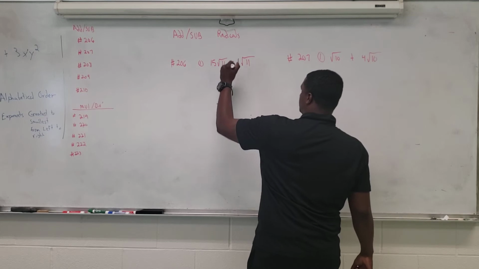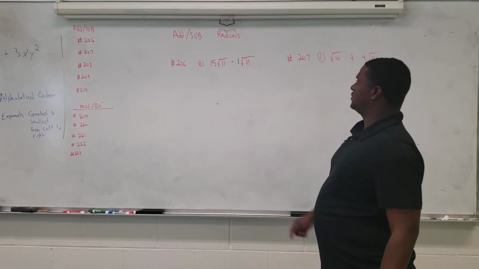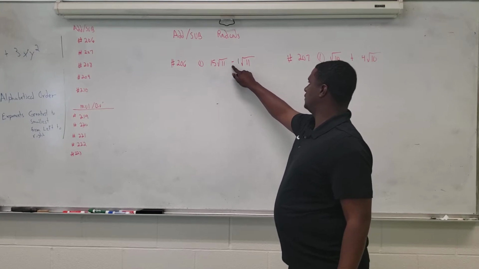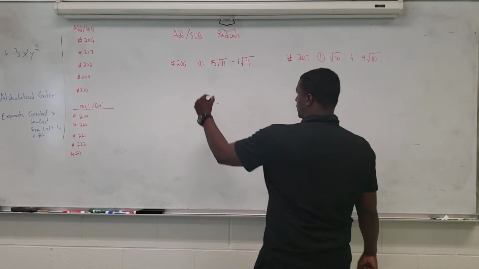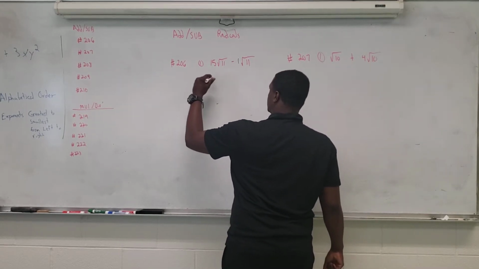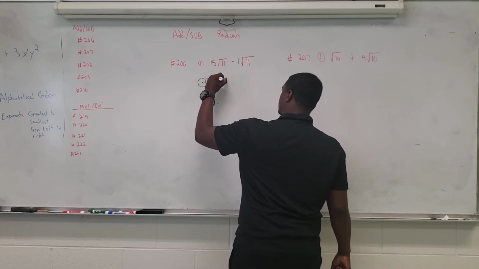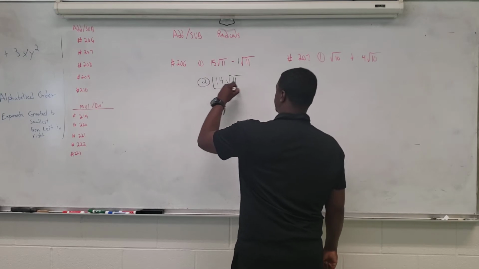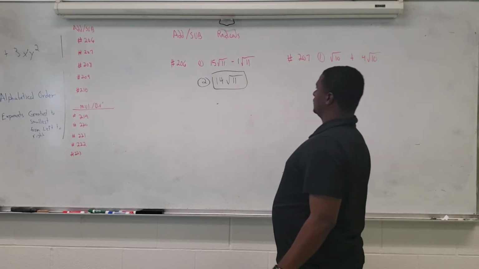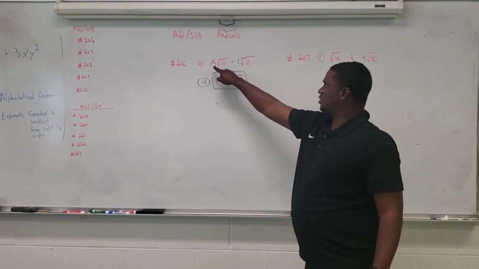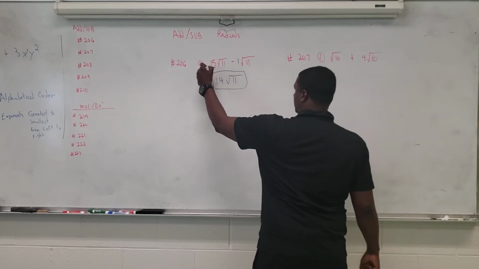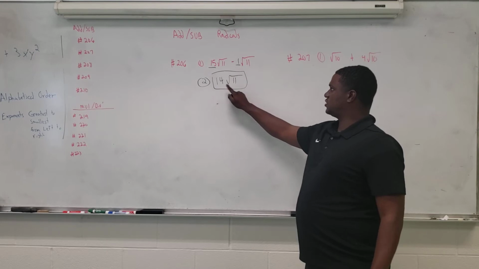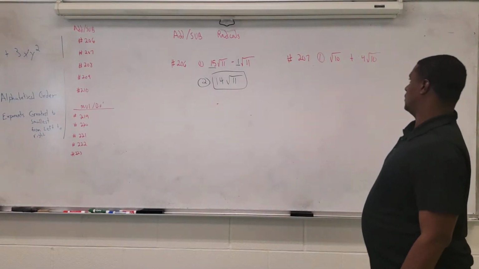If you don't see a number, you can add a 1. This is 15 square root of 11 minus 1 square root of 11. So what's left over is 14 square root of 11, right? Final answer. The coefficients here, all we did was subtract. 15 minus 1 is 14 square root of 11. Right?